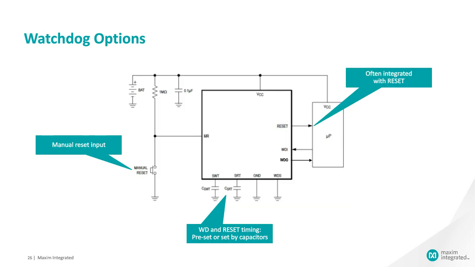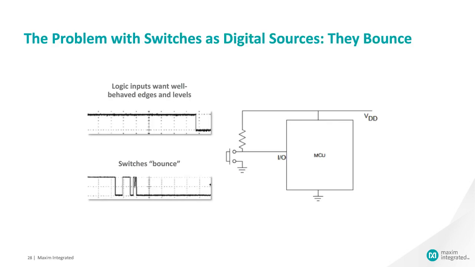Now, I'm moving to the last category of supervisors. We call them switch debouncers or push button on-off controllers. A debouncer is solving some problems with real-world mechanical switches. The problem with mechanical switches is that they bounce.